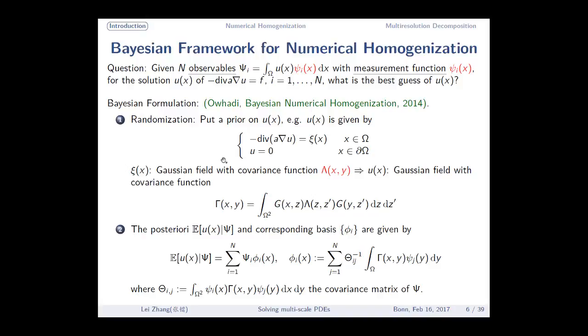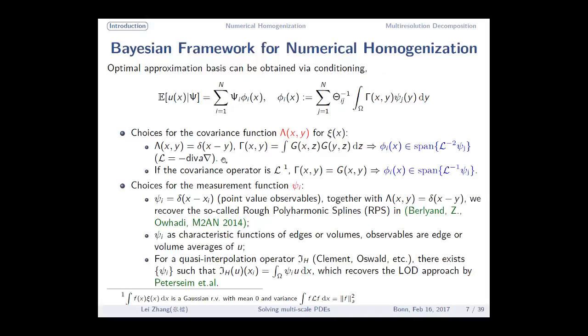With respect to the prior. We have to put a prior first, right? Okay, so now we have this basis, and we have the formula for the basis. So we have this Bayesian framework for numerical homogenization.